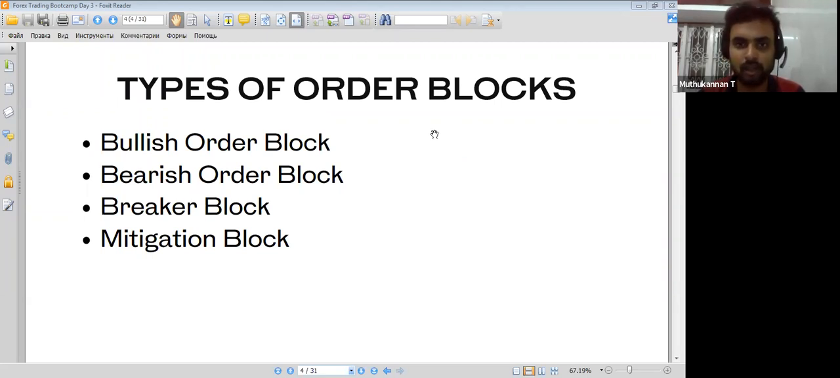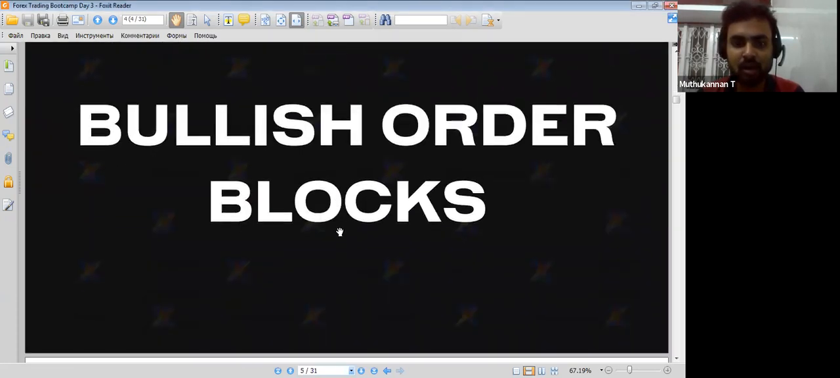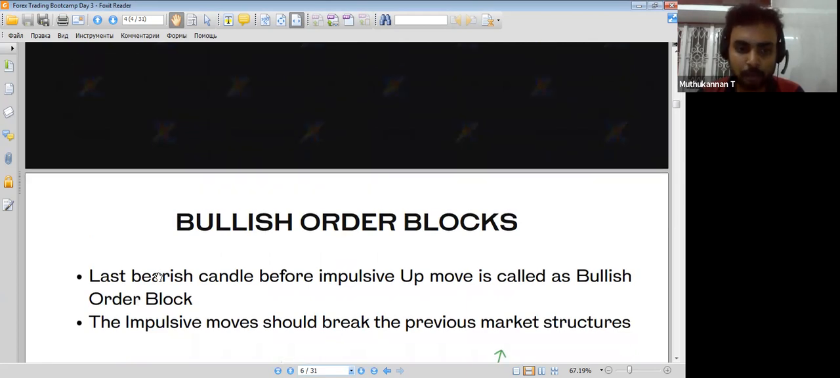What is a bullish order block? A bullish order block is the last bearish candle before the impulsive up move. I will show the example. The last bearish candle before the impulsive up move is called a bullish order block. Okay, the impulsive move should break the previous market structure.